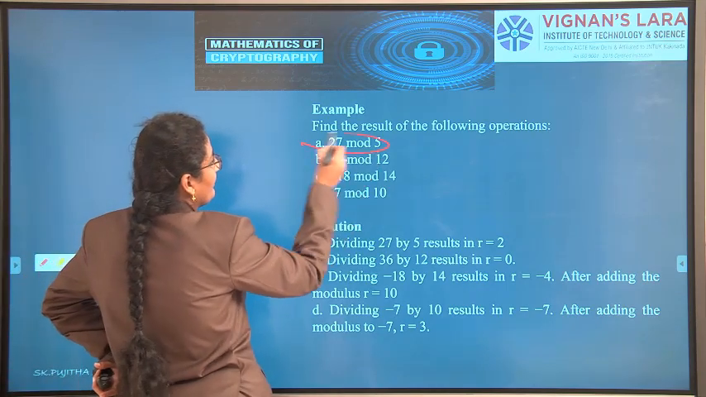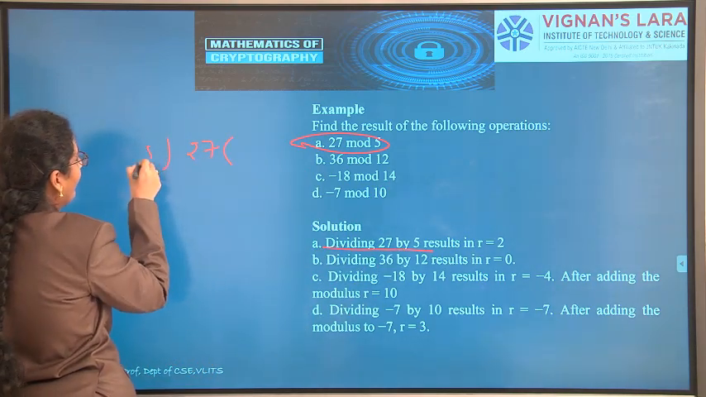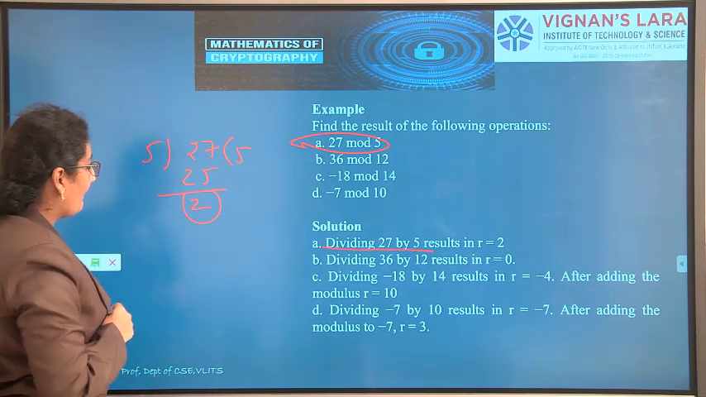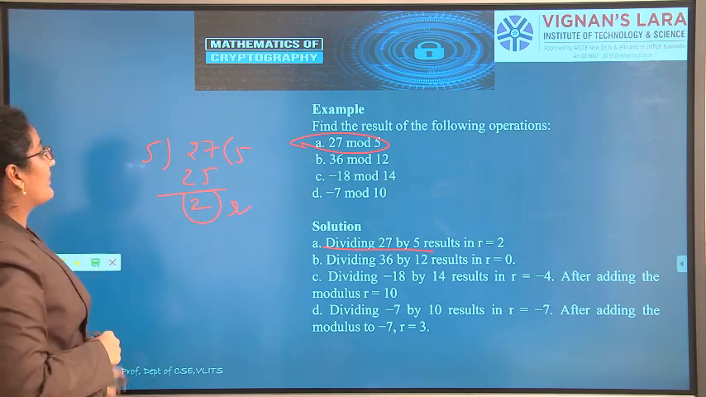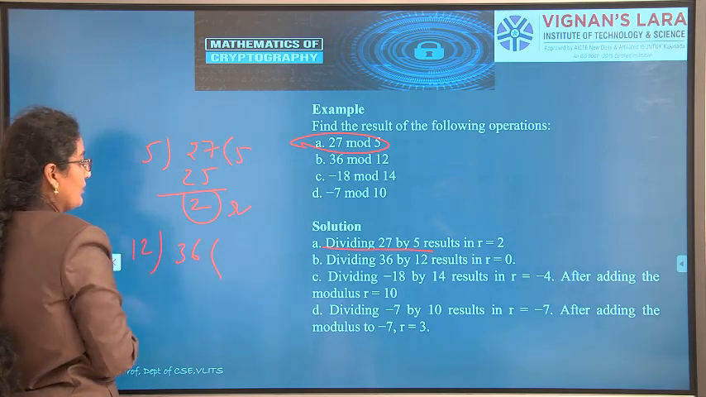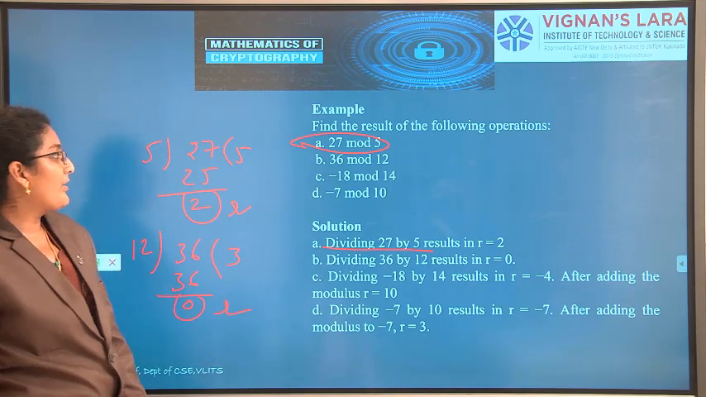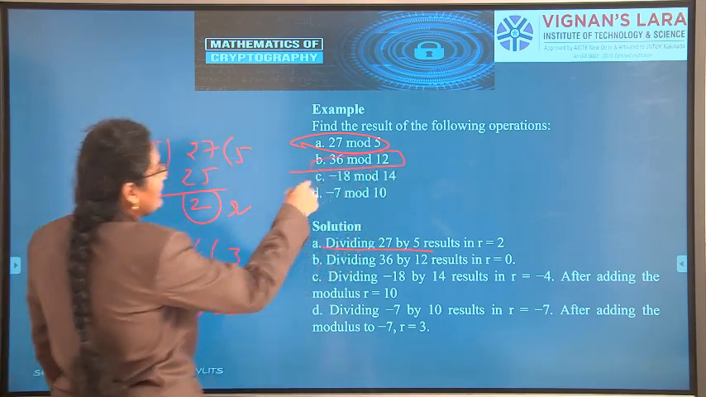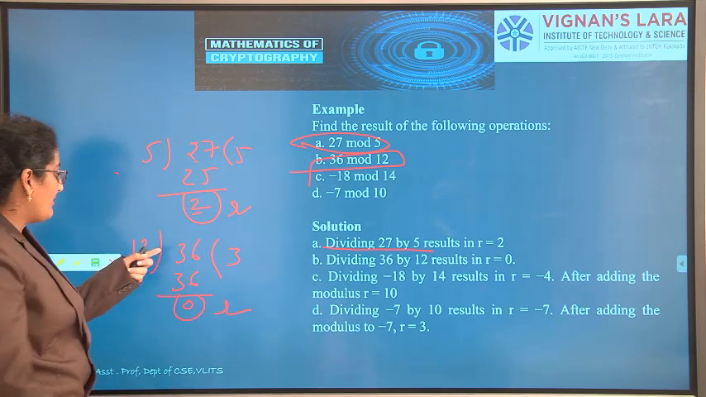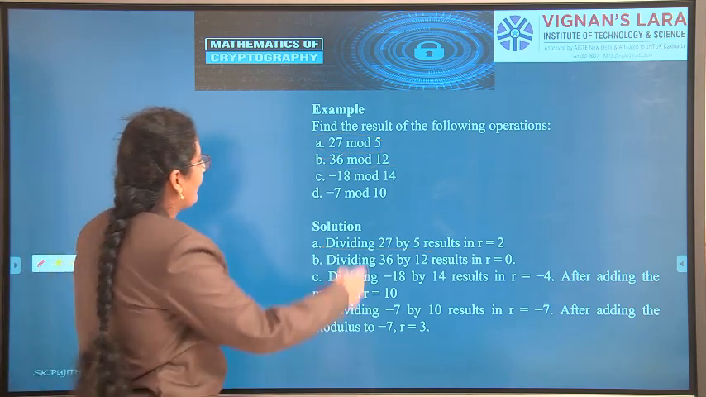The first one is 27 mod 5, nothing but dividing 27 by 5. The quotient is 5 with 25, and the remainder is 2. So this R is the residue, 2. Next is 36 mod 12, which is 36 divided by 12. The residue will be 0. In the first two examples, 27 mod 5 and 36 mod 12, dividing 27 by 5 gives residue 2, and dividing 36 by 12 gives residue 0.